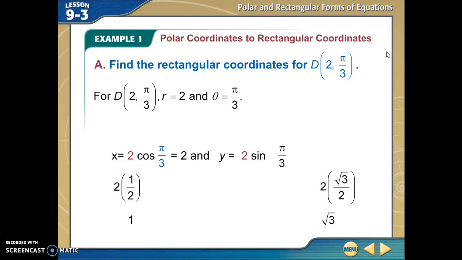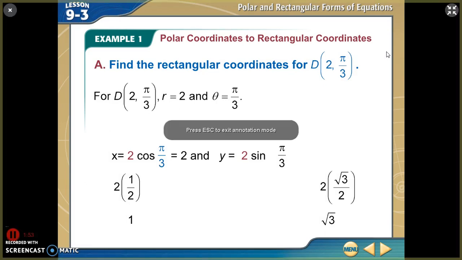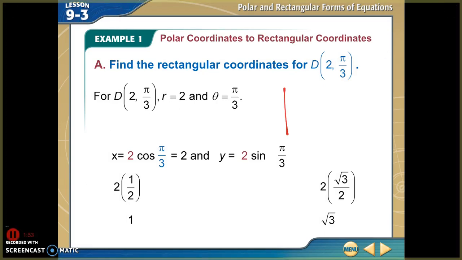So we have a polar coordinate: 2 and pi over 3. What that means is that I've gone from my polar axis out a distance of 2, and I've rotated up pi over 3. I have that point, and I'm trying to relate it to x and y, which is over and up. And that makes a right triangle.